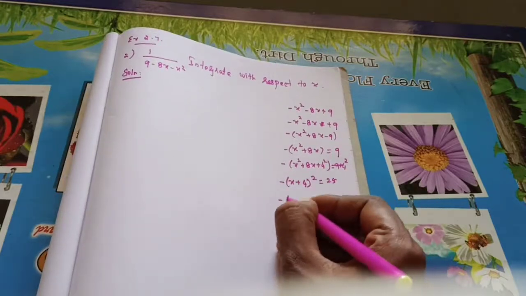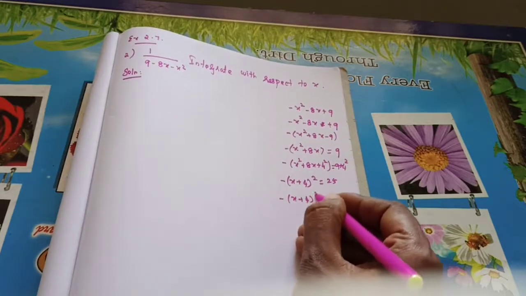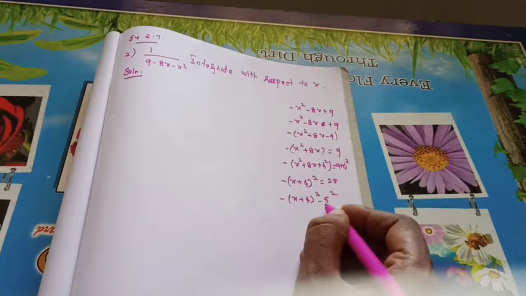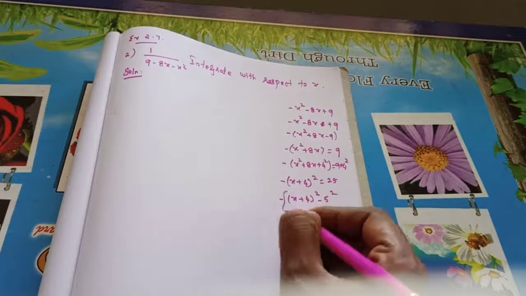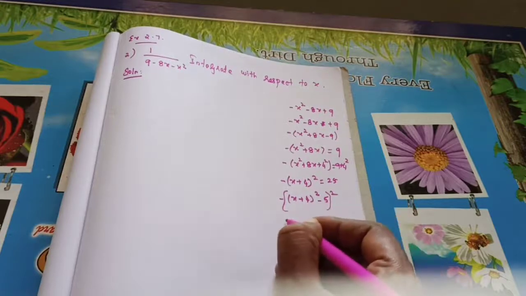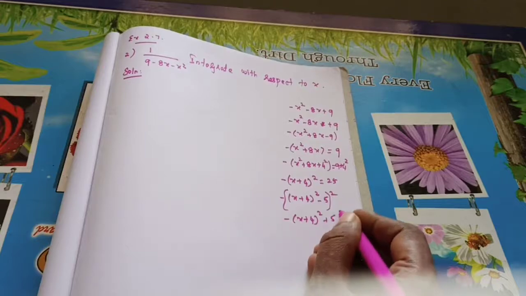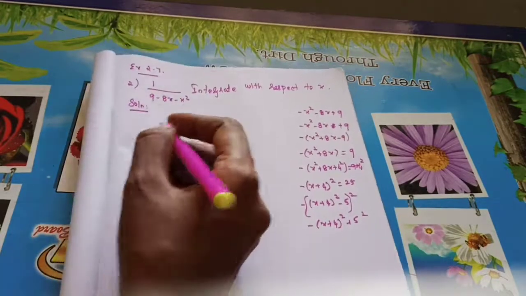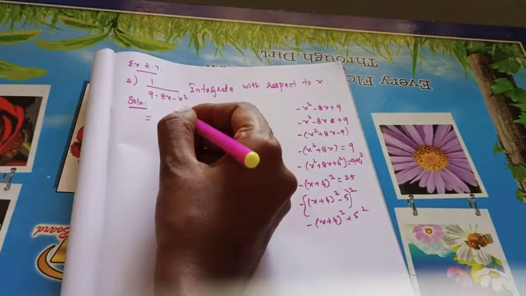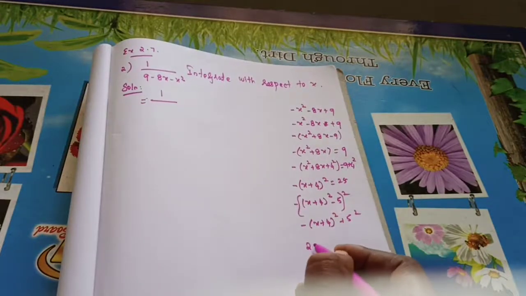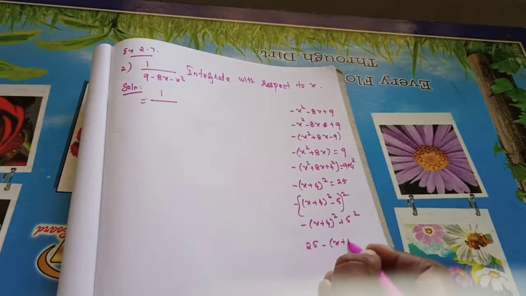So minus x plus 4 the whole square minus, is it right? So minus 5 square. If you are multiplying inside, what will happen? Minus of x plus 4 the whole square plus 5 square. Now you substitute this here. That is equal to, we will write the plus term first: 25 minus x plus 4 the whole square.